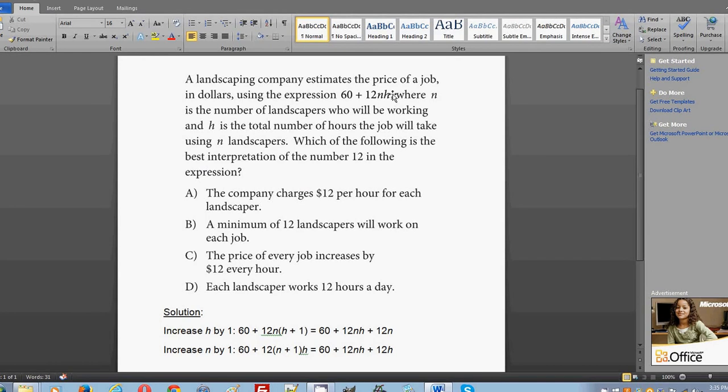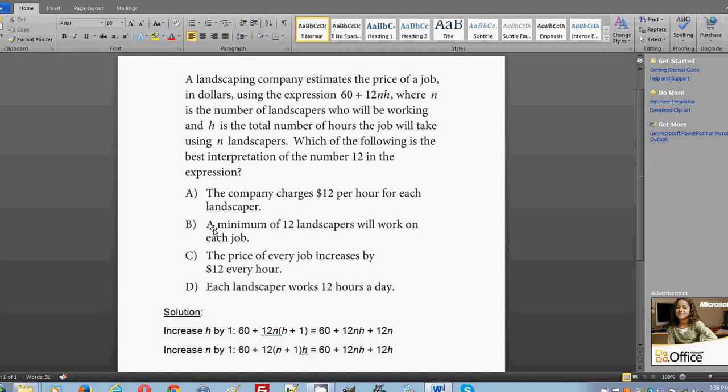So when you set n equal to 1, you will see that for every increase of h by 1, the price will increase by 12. But it only works when n is equal to 1, right? When n is equal to 2 or greater, we will have an increase of more than 12. We'll have 24, 48, and so on. Okay, so it's not going to work for every n. It's only going to work when n is equal to 1.